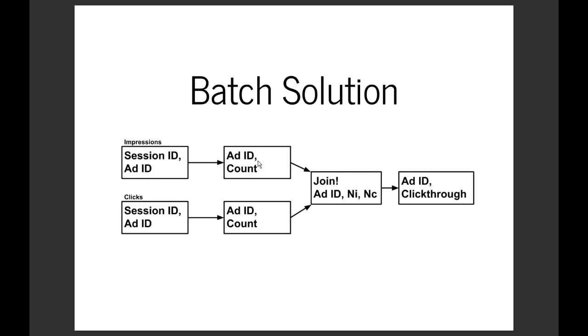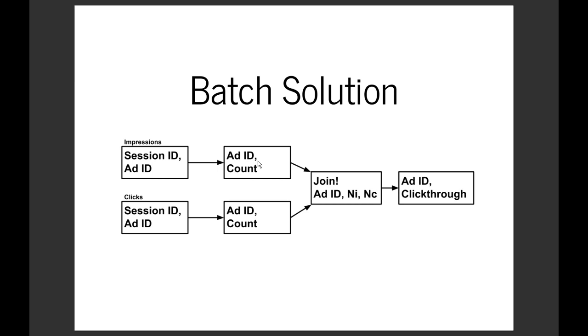So the batch solution is going to be pretty simple, right? To be really simple about it, your inputs would be a session ID or maybe a unique identifier for a particular user, some kind of identifier that says this person or this session in the browser is what was shown this ad. And the same thing for clicks, but obviously there are going to be far more in the impressions data set than the clicks data set. So what we need to do first is roll up our impressions by counting them.